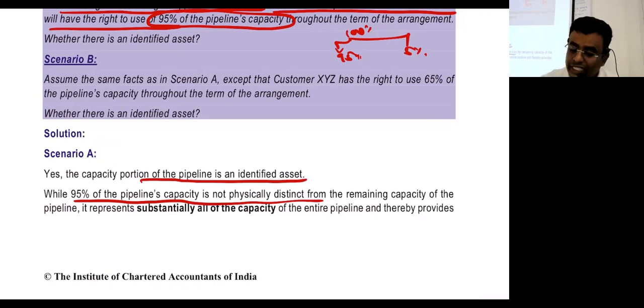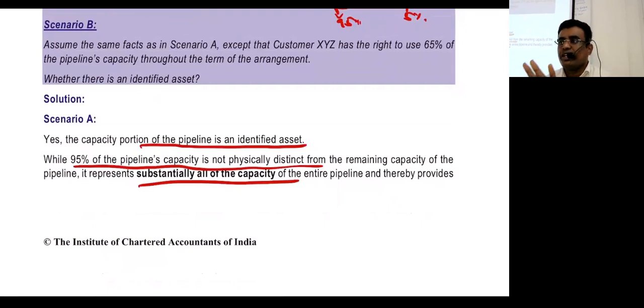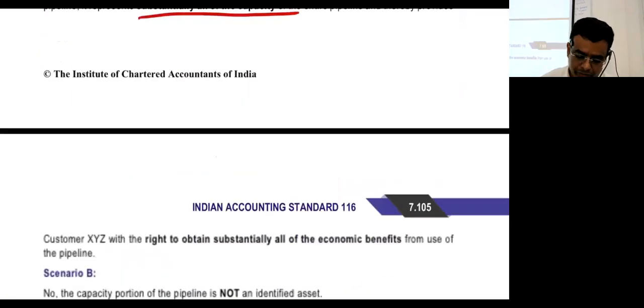Hopefully you are clear. Clear, not clear? Yeah, okay. Substantially all the capacity. Did you understand perfectly or not? Correctly, we took the concept and the problem, are you clear? So for 105, 106, financial instruments you should be thorough with that. Whatever we did is more than enough. Clear? No.